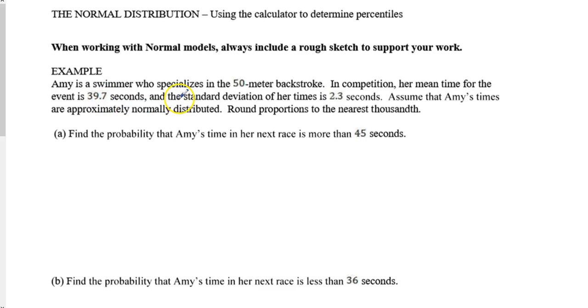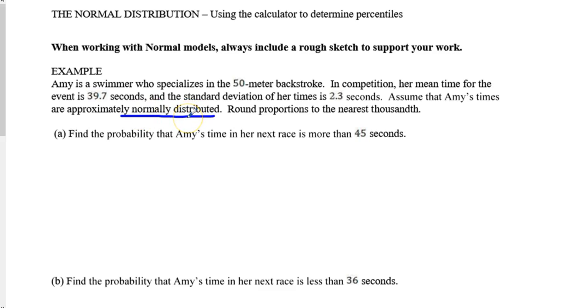So our example is going to be a swimming example here, where we have a backstroker, and I'd like you to go through and underline all the important information. This is critical, the fact that it says her times are normally distributed. If we don't see that key phrase or something equivalent to that, we can't use the 68, 95, 99.7 rule. But because we see that, we are assuming that we can use this model.